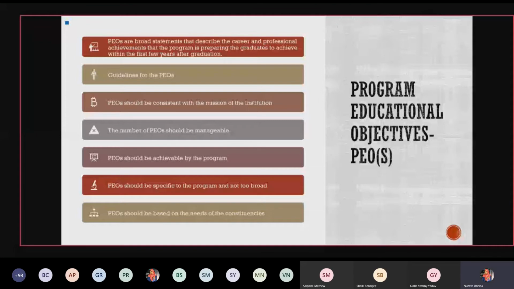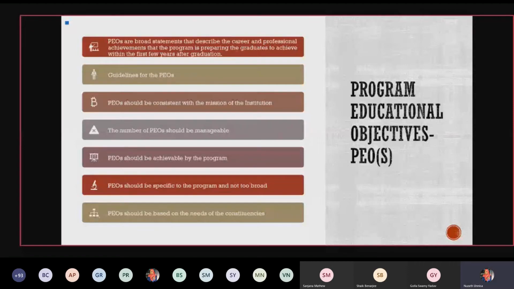PEOs should be consistent with the mission of the institution. Mission and vision, everyone is aware of, right? So PEOs should be related to the mission of the institution. And the number of PEOs should be manageable. They should not be too many, they should not be too less. And PEOs should be achievable by the program.